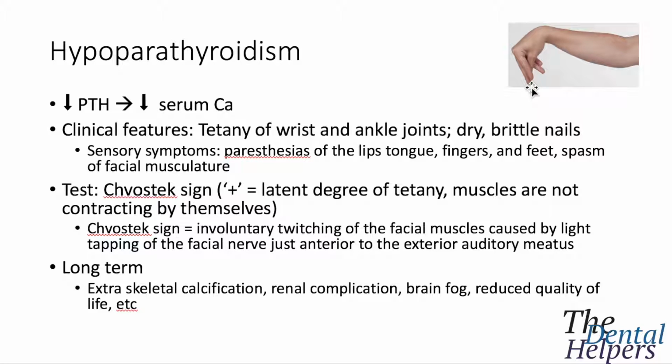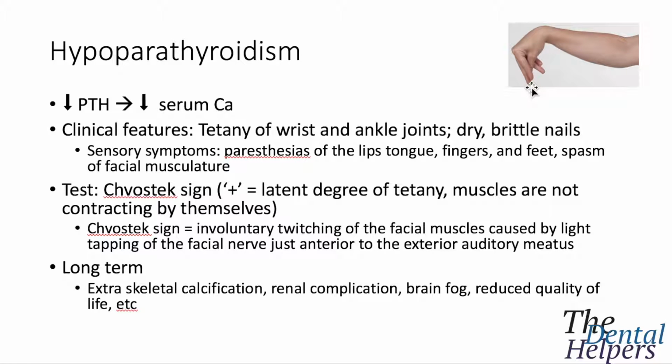To test for hypoparathyroidism, you can simply do a Chvostek sign. If you have positive, it's going to be latent degree of tetany. Basically, the easiest way to see if this works is you're going to go in front of the external auditory meatus, where the facial nerve is. You're going to lightly touch that area. If you see the cheek kind of crinkle or twitch towards the area you're touching, this is going to be a positive sign, so it's going to be indicative of hypoparathyroidism.